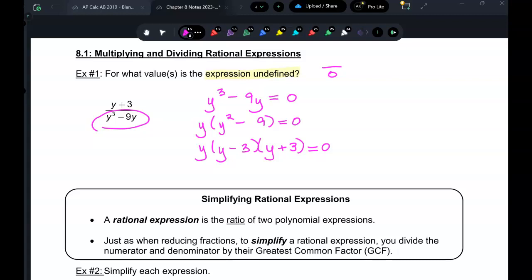Okay, so for what values is it undefined? Where something is divided by 0. Yeah, so where is it undefined? At 0 and plus or minus 3. Okay. Because if I plug in any of those values into the function, I'm going to get a 0 in the denominator. Right? And that's where it would be undefined.